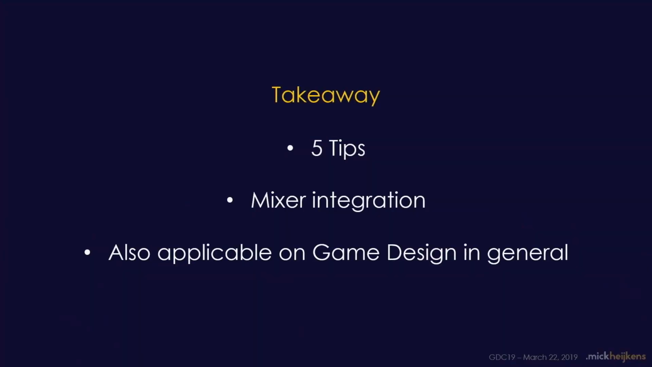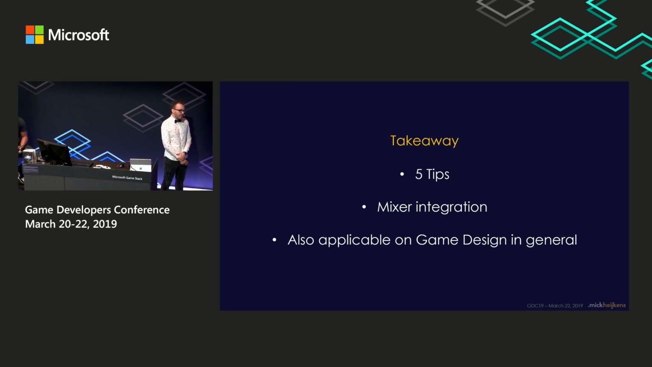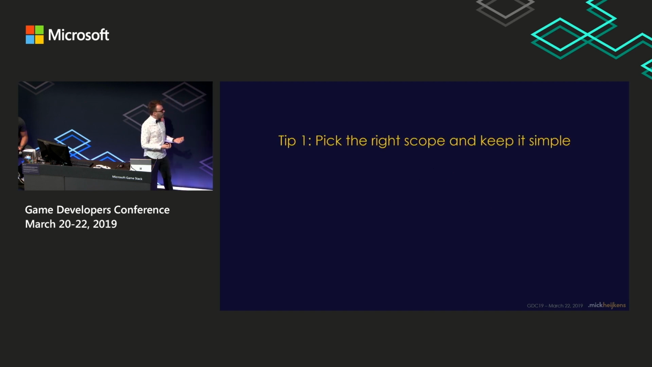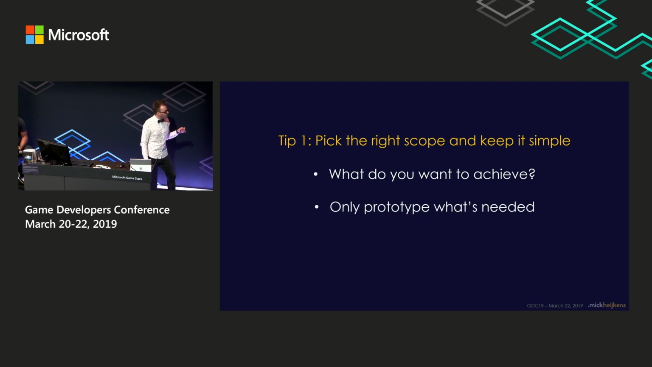So to wrap it off, I have a little takeaway. I have 5 tips that apply to designing any mixer integration, but they're also applicable to general game design. The first one is to pick the right scope and keep it simple. There is no need to prototype everything, so what do you want to achieve? Make sure that you have that on point. Only prototype what's needed and focus on what's unique and unknown.